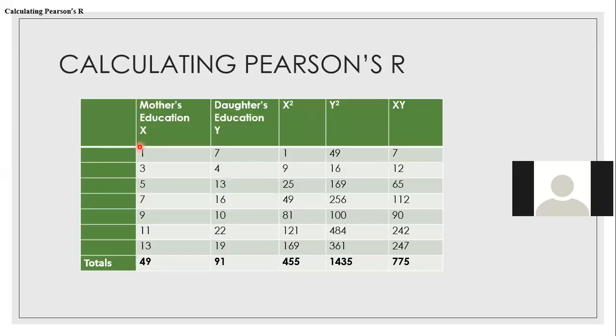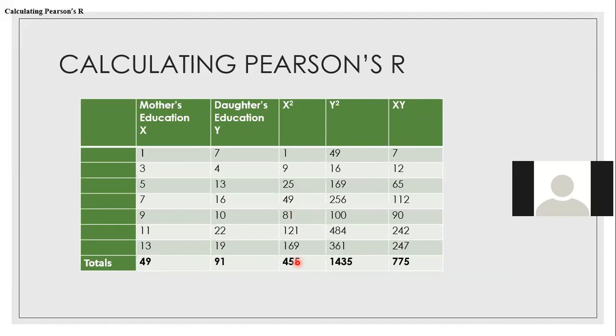Right, so we have the x, which is the mother's education, and we've totaled the values in the x column, and we found the sum of x to be 49. The y here is the daughter's education. We've totaled that. And as you see, the formula requires a sum of x. It requires a sum of y. It also requires a sum of x squared, which we get from squaring these individual values.